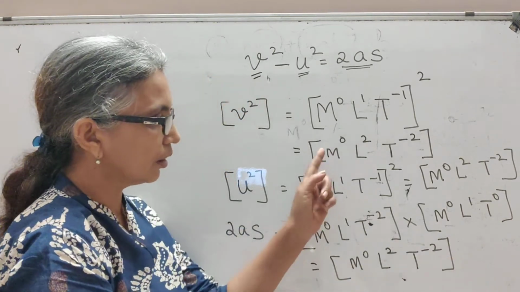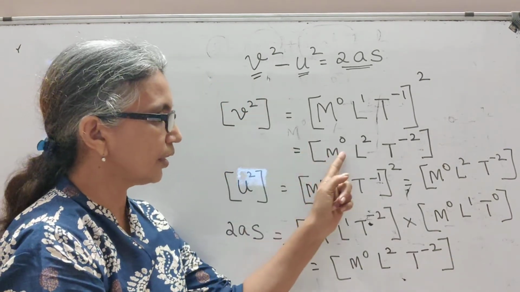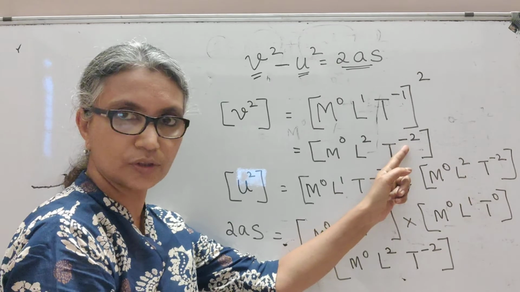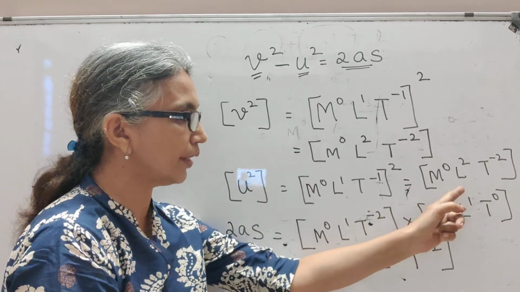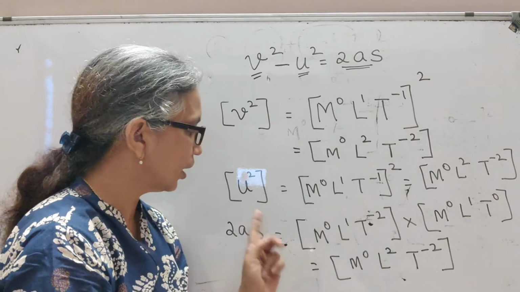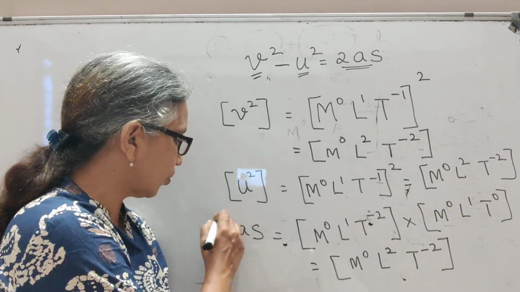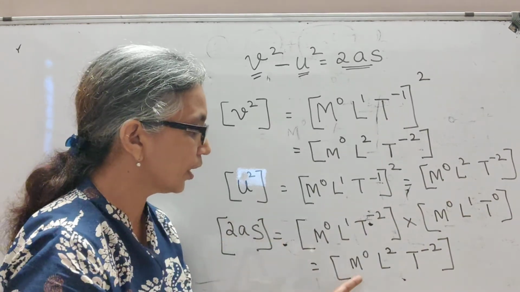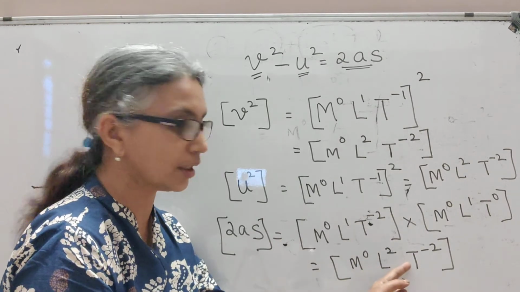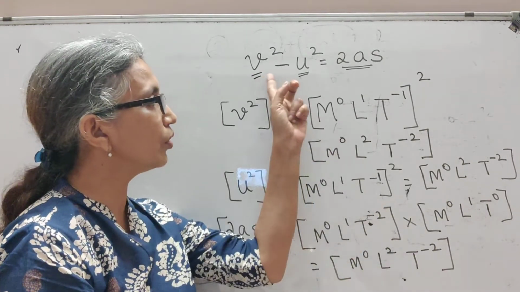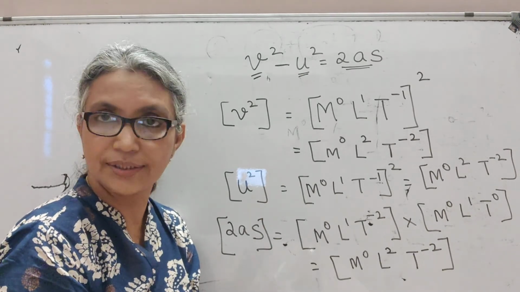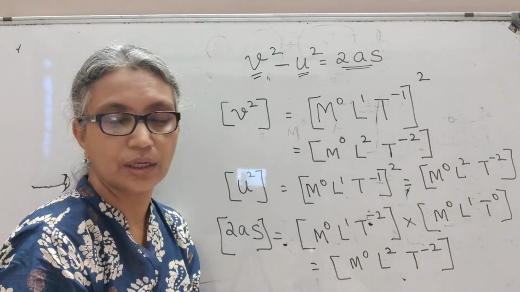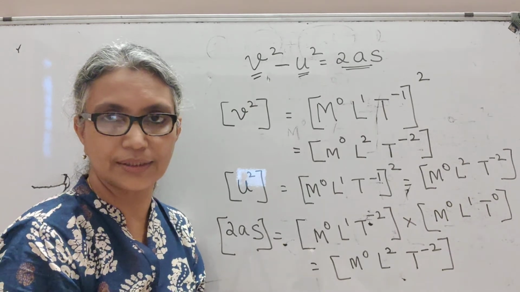So let us check. The first term has m0 L square T raised to minus 2. The second term has the dimensions m0 L square T raised to minus 2. And the third term also has the same dimensions, m0 L square T raised to minus 2. And because all the three terms have the same dimensions, we know that the equation is dimensionally correct. Okay, so we've just done two simple examples.